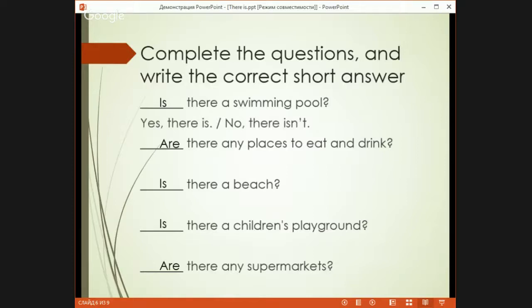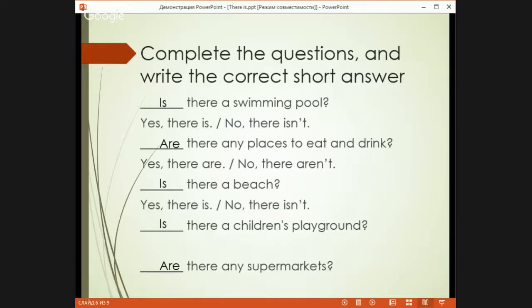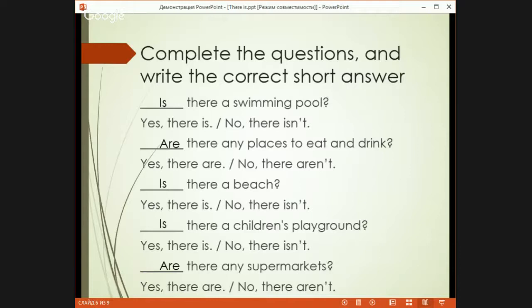Are there any places to eat or drink? Yes, there are, or no, there aren't. Is there a beach? Yes, there is, no, there isn't. Is there a playground? Yes, there is, no, there isn't. And are there any supermarkets? Yes, there are, or no, there aren't.